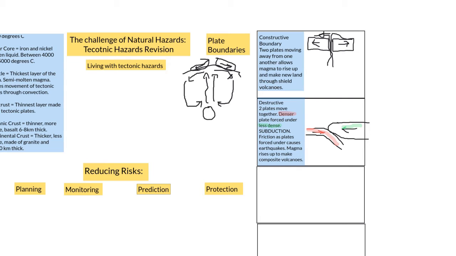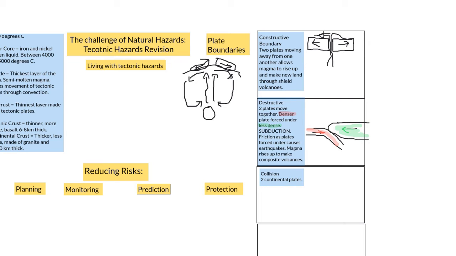Our third type of plate boundary is called collision. Now this is again two plates moving towards one another, but it is only two continental plates. It only ever happens with two continental plates. So as they move together, they crash into one another and they force each other upwards, kind of crumpling and folding, pushing themselves upwards. And this causes a landform known as fold mountains.